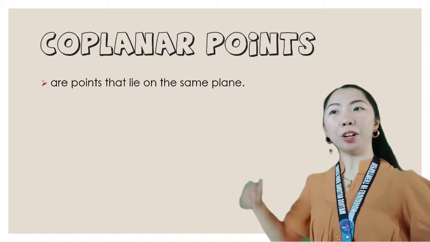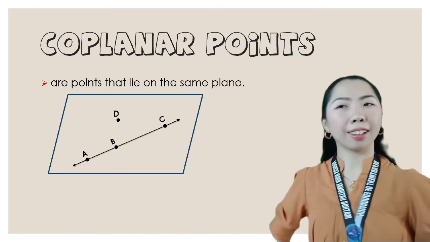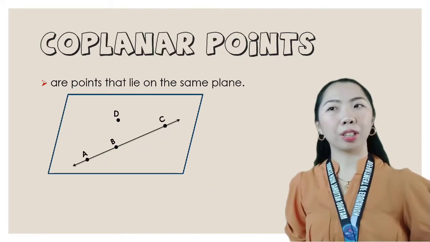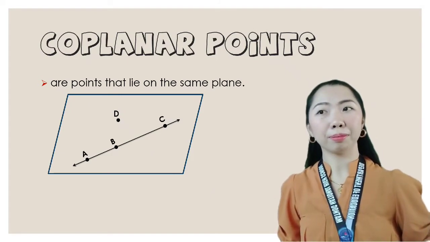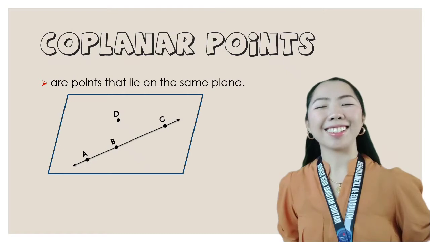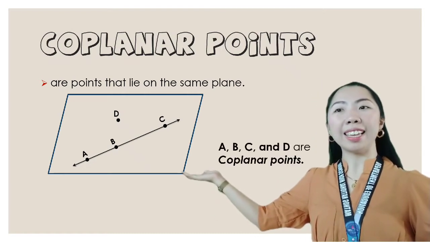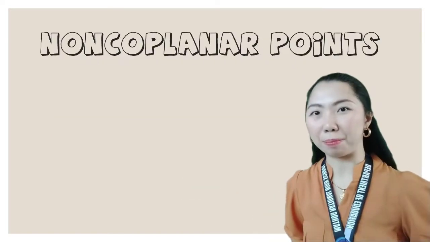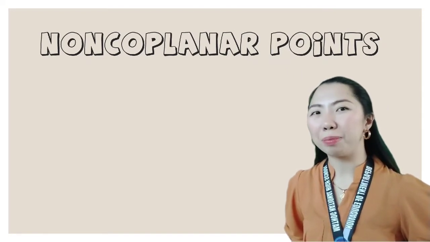When we say coplanar points, they are points that lie on the same plane. Take a look at this example. Do the points lie on the same plane? Yes. Points A, B, C, and D are coplanar points because they lie on the same plane. How about non-coplanar points?